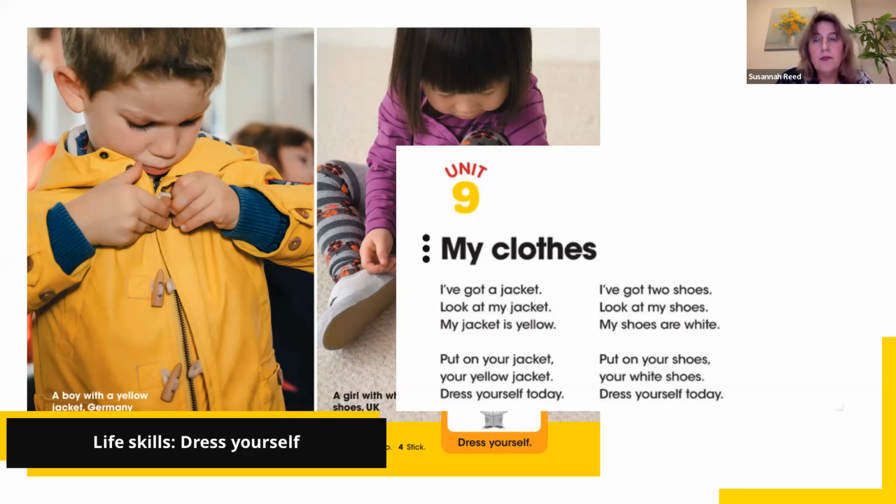So then, of course, you can also use the chorus of the song as a kind of transition song every time you want them to put on their jackets and shoes when they go out to play. So put on your jacket, dress yourself today. And you could also add another verse for taking these things off again when they come back into class. So take off your jacket, hang it up today.